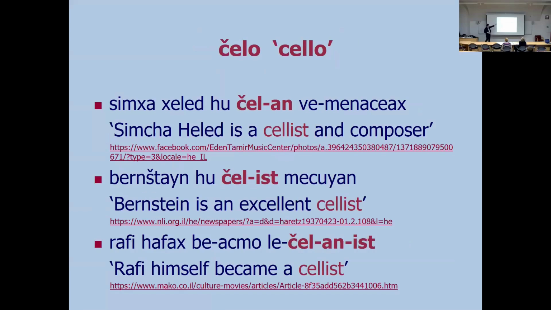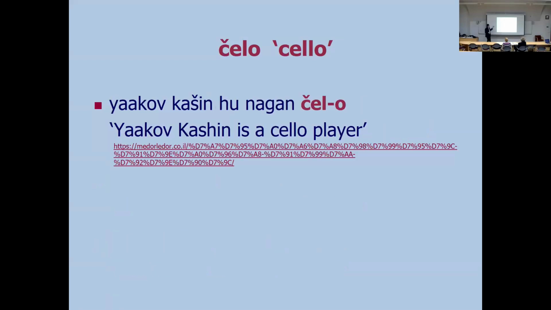So we have chelan, we drop the O, okay, chelan, cellist, cello plus an. We have cellist, which is also a borrowed suffix from English and European languages. And we even have rare examples of both suffixes, cellanist, okay, cello plus an plus ist. This one is the most frequent one, but these forms can also be found online. And again, all these forms compete with a periphrastic form, nagan cello, literally player of cello, just like we have in English, cellist versus cello player.